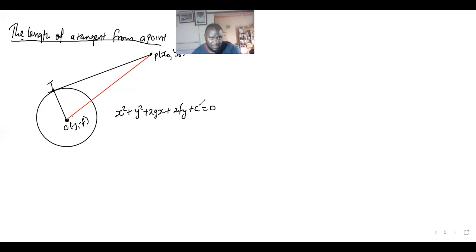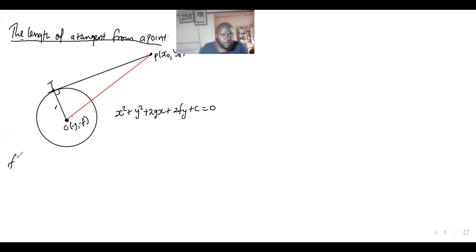We have a radius of this circle, r. Then we have a tangent perpendicular to the radius. Now we want to find the distance TP, or PT. We want to find the length of the tangent from a point to the circle. So we want to find distance PT.